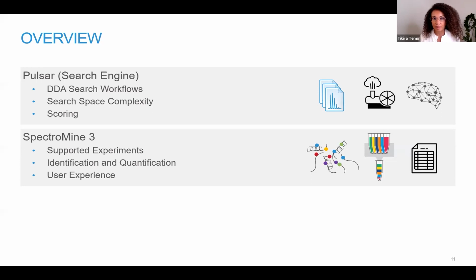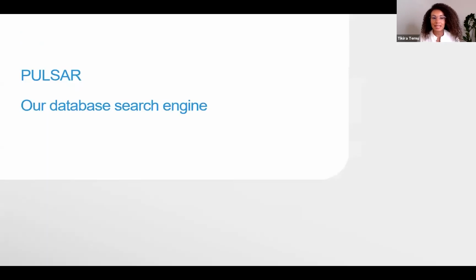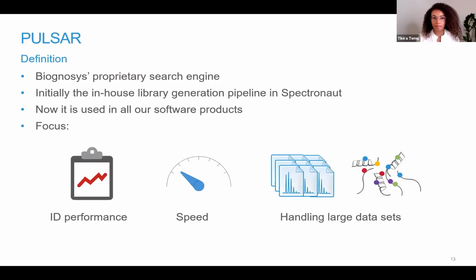Afterwards, we will dive a bit more into SpectroMine 3. I will show you the experiments that we support with the software. We will have a look at identification as well as quantification accuracy. And then last but not least, have a look at the user interface so that you know what you're working with. So let's get started with Pulsar.